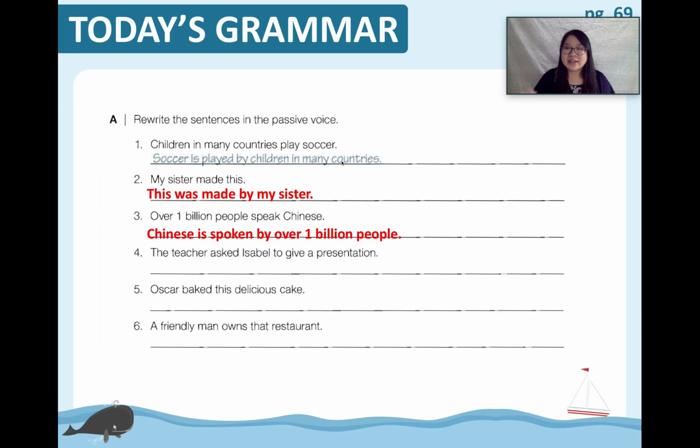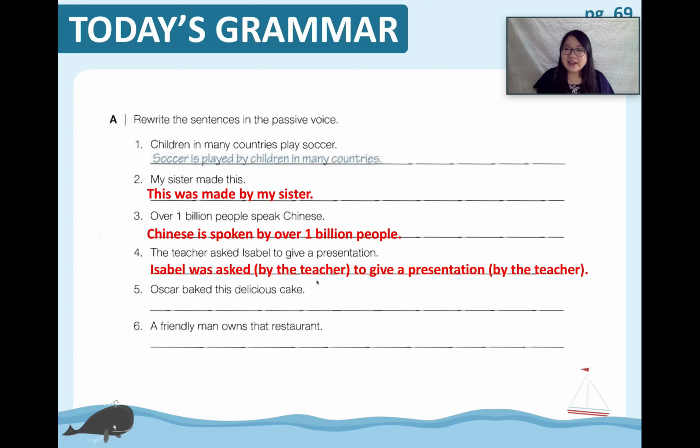Number 4. The teacher asked Isabel to give a presentation. Here, the object of the verb asked is Isabel. Isabel was asked by the teacher to give a presentation. We can also put it at the end. Isabel was asked to give a presentation by the teacher. So these are both grammatically correct, but the first version sounds a little more clear for a native speaker.